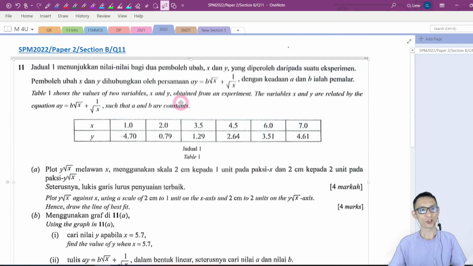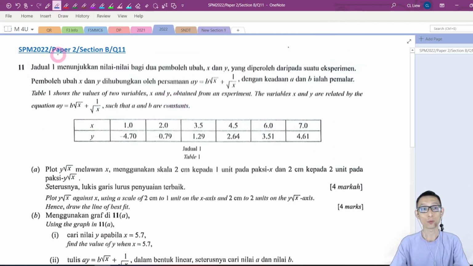Hi, let's try this question. This question is taken from SPM 2022 Paper 2 Section B and it is from your Form 4 Math Chapter 6 Linear Law. Now let's look at these questions.